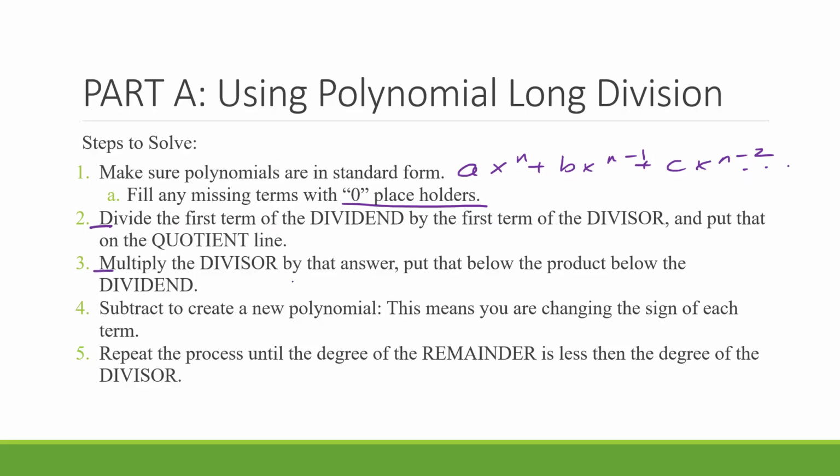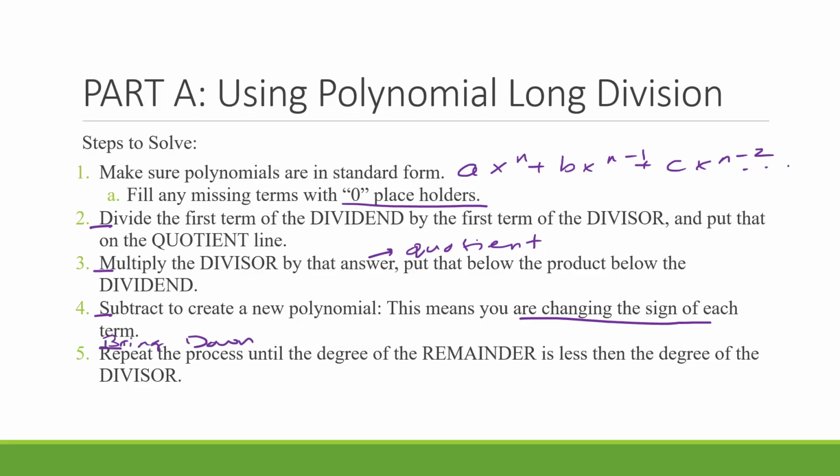After that, we multiply. We multiply the divisor by the answer, aka our quotient. The answer to a division problem is called the quotient. We put that below the dividend. And then we subtract. When you're subtracting polynomials, that just means you change the signs of each term. And this should have been bring down and repeat. I don't know why I wrote repeat, but we bring down and repeat. So that's our B.